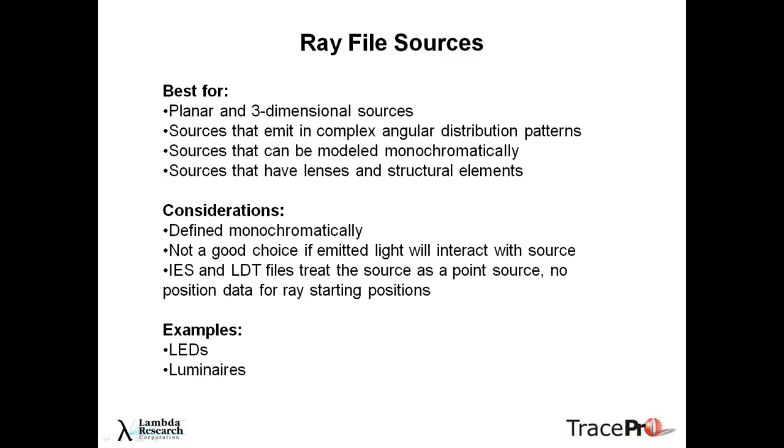Now the next would be the ray files. And these are the files, either you get them from a company that's doing Gaussian photometer measurements, or you download them from the manufacturer. In TracePro, ray files are called file sources. These are good for planar or three-dimensional sources, sources that can emit in a complex angular pattern, typically sources that can be modeled monochromatically, and sources that may have lenses or structural elements included. And what's nice is you don't actually have to build a 3D model. You can just insert the file source, and because it's based on measured data, all of that structure in those components are taken into account.